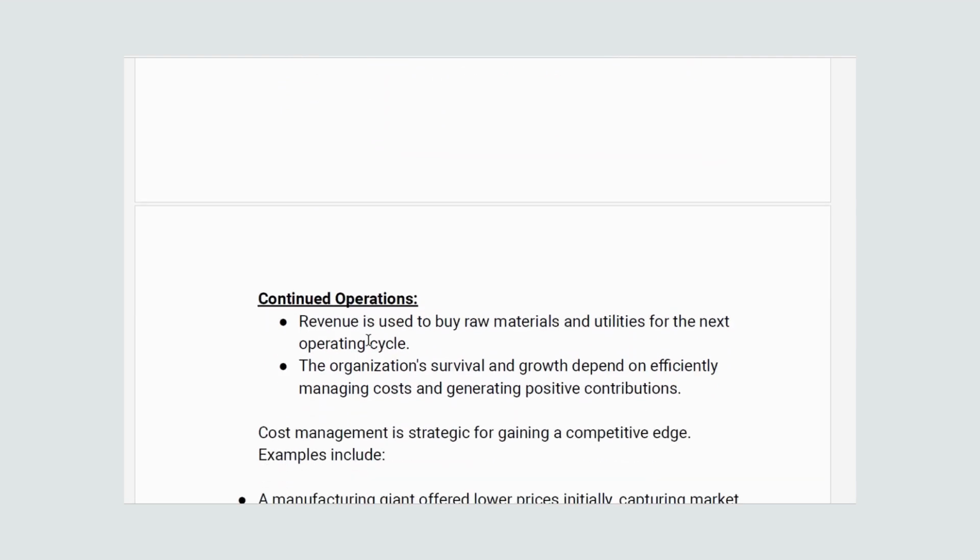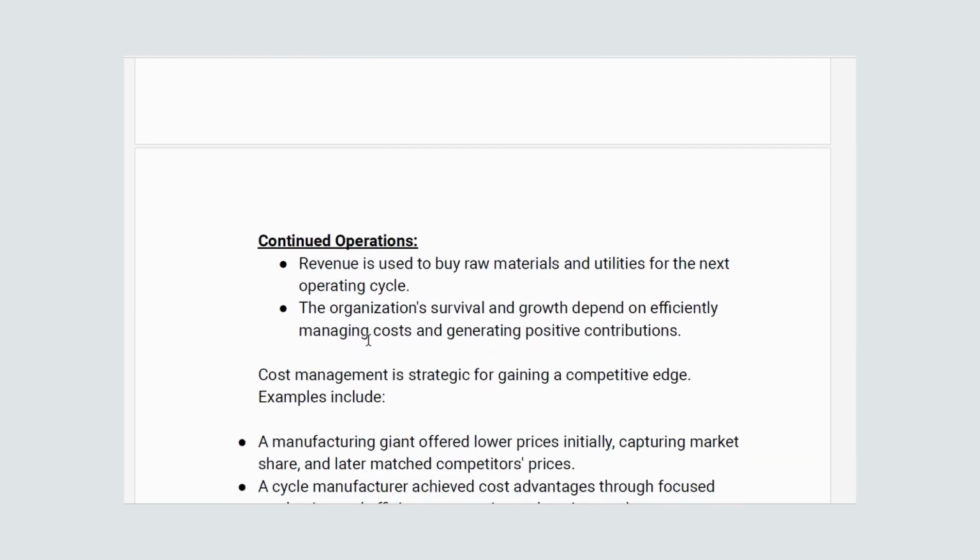Okay, then comes the continued operation. So revenue is used to buy the raw materials. So every time for the running and the functioning of a business organization, you need raw materials for production of finished goods, right? So revenue is used to buy these raw materials. Okay, so the organization's survival and growth depend on efficiently managing the cost and generating positive contribution. Okay, so cost management is really an important strategic tool for gaining a competitive edge.